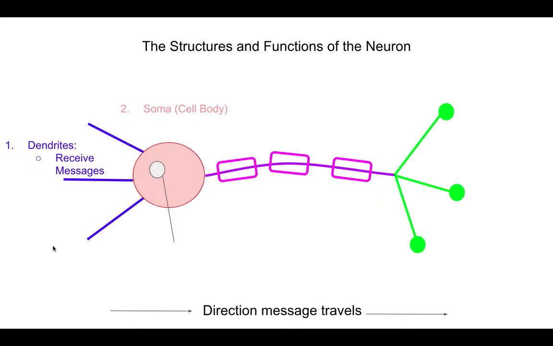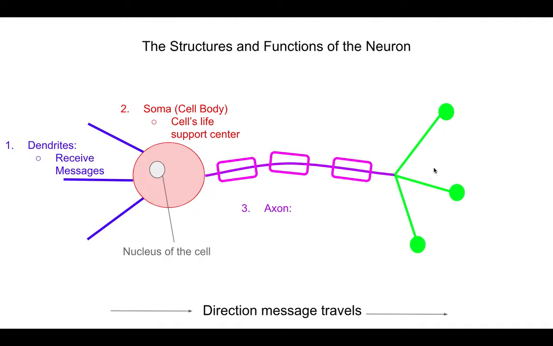The next part is the soma or cell body. And the function of the cell body is to keep the cell healthy. It's the cell's life support center. And one thing I want to point out there is that the nucleus is located in the cell body. So the message is going to go from the dendrites through the cell body and then down the axon.